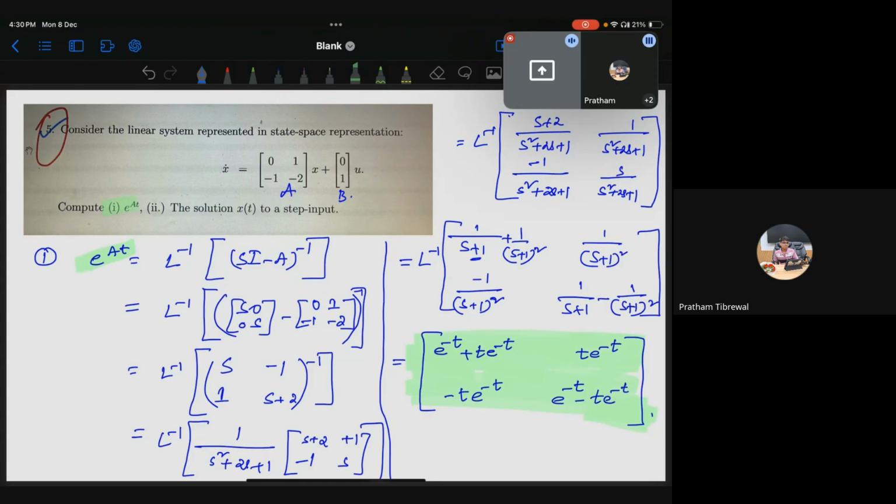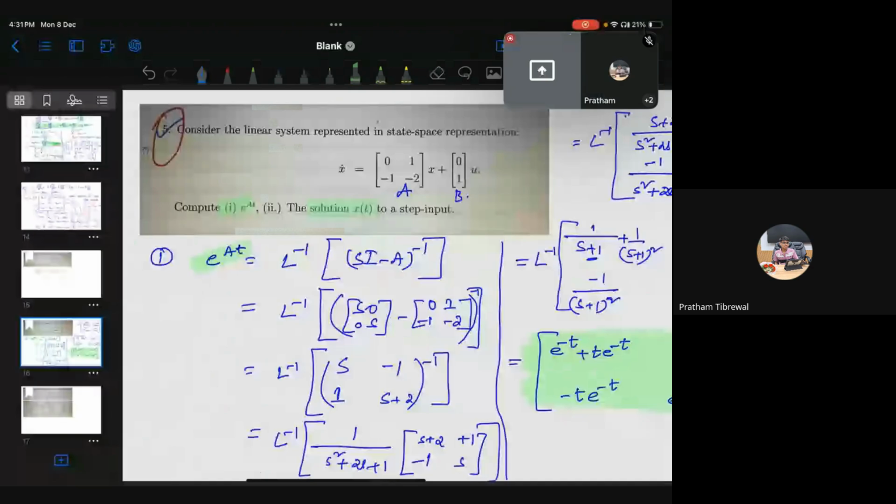Okay, so that is the first question. Second question is to find the solution x of t. How do we find it? Let us see the expression. We have to find the expression for x of t. Let me write it here.